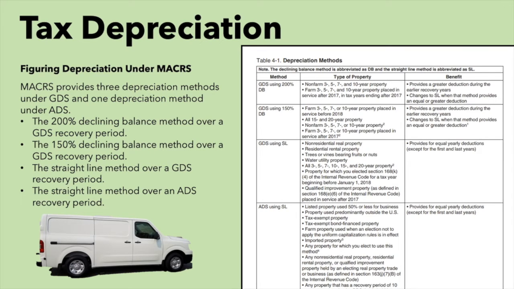So if we look at depreciation methods in Publication 946, there is a table, Table 4-1, that outlines what is to be used. So GDS using 200% declining balance, the first row in the table, is for non-farm 3, 5, 7, and 10-year property. Farm 3, 5, 7, and 10-year property placed in service after 2017, in tax years ending after 2017. So it tells you the type of property you're talking about and what method is to be used. So that's a good place to go to if you're unsure.